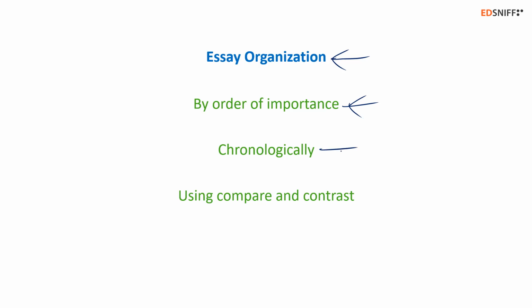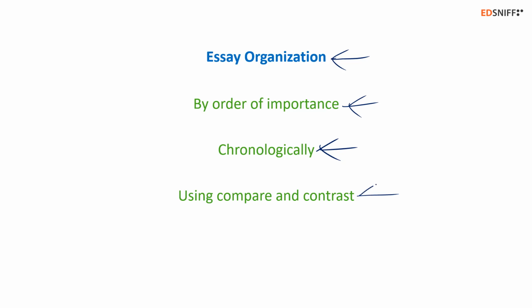The second way that is commonly used to organize an essay is to order your paragraphs chronologically, which means that you want to focus on the thing that happens first, followed by the thing that happens after, and end with the thing that happens last. So we use this structure to describe a process or maybe explain steps for doing something.